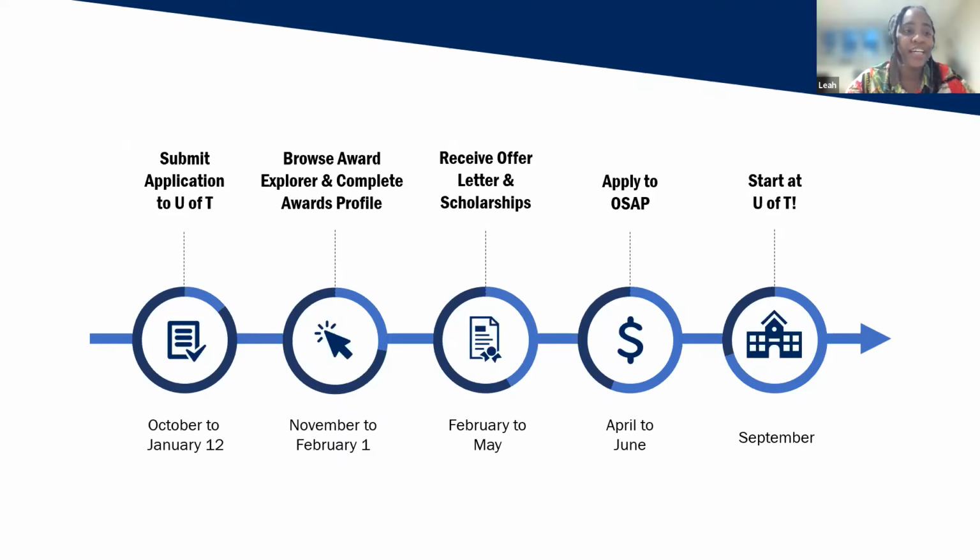So from the screen, you'll see, as from the previous session as well, that you'll be submitting your application to U of T starting now until January 12th. Then you can also browse our Awards Explorer and complete that profile by the 1st of February. So these directly align. And then you can get an offer to the university between February and May. And if you get one of those merit-based admission scholarships, you will see that in your offer letter. Then between April and June, you will be applying to OSAP, and then of course, starting your university journey in September. So the scholarship timeline and the application timeline align.